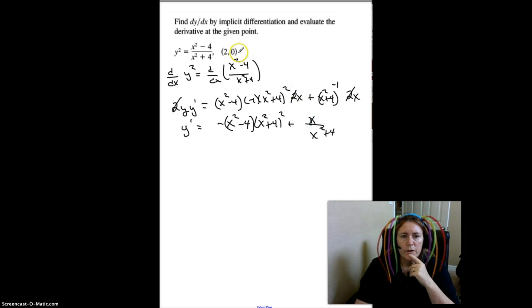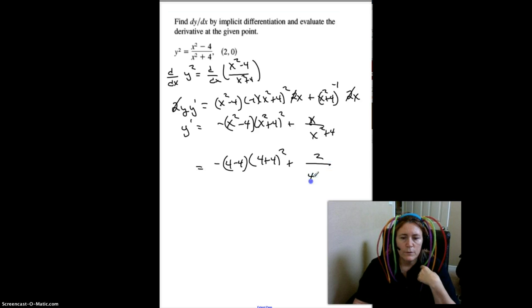Now we want to see the slope at (2, 0). So everywhere I have an x, I plug in 2. Everywhere I have a y, I plug in 0. So this is 4 minus 4. Well, that solved that. Times (4 plus 4) squared plus 2 divided by 4 plus 4. Now see that goes away, so that makes me happy. 2 over 8, or 1/4. So I know the slope is 1/4.